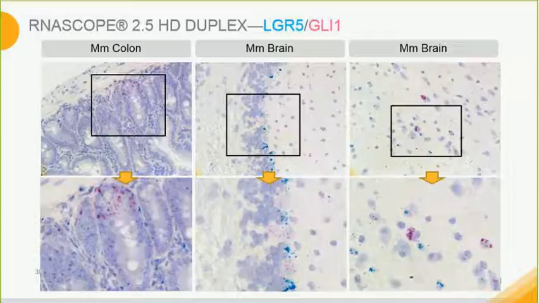We also validated the assay in the study of neurosciences and other organs. These are examples of detecting two markers, LGR5 and GLI1, in both mouse brain and mouse colon. You can see the cell-specific expression of both LGR5 and GLI1, and the markers of different cell populations are labeled by the two-channel probes very specifically.